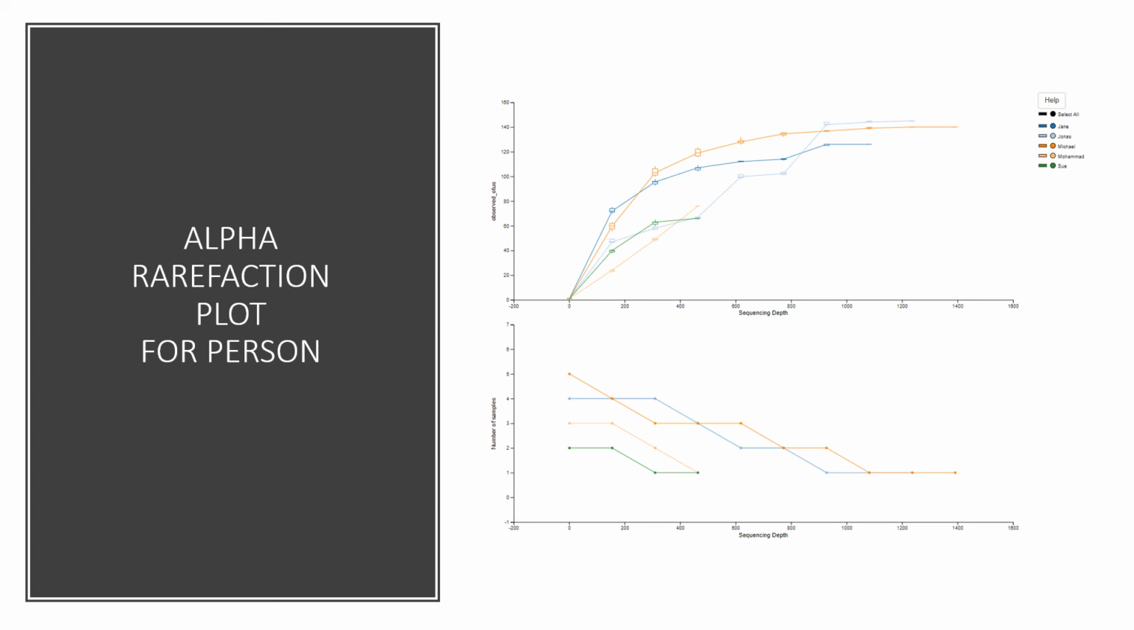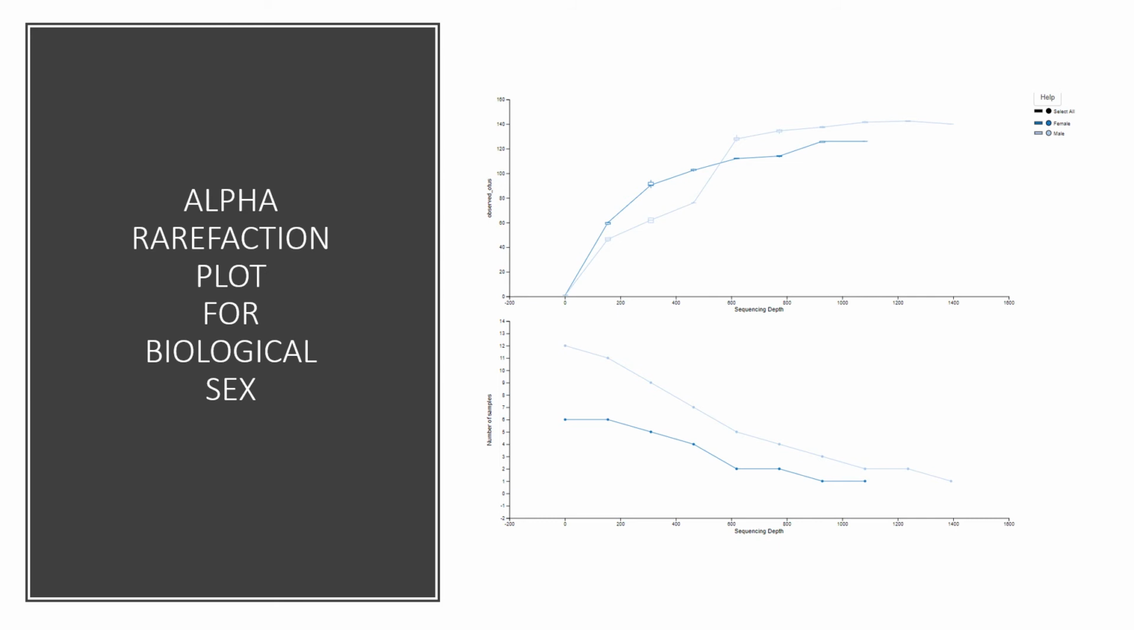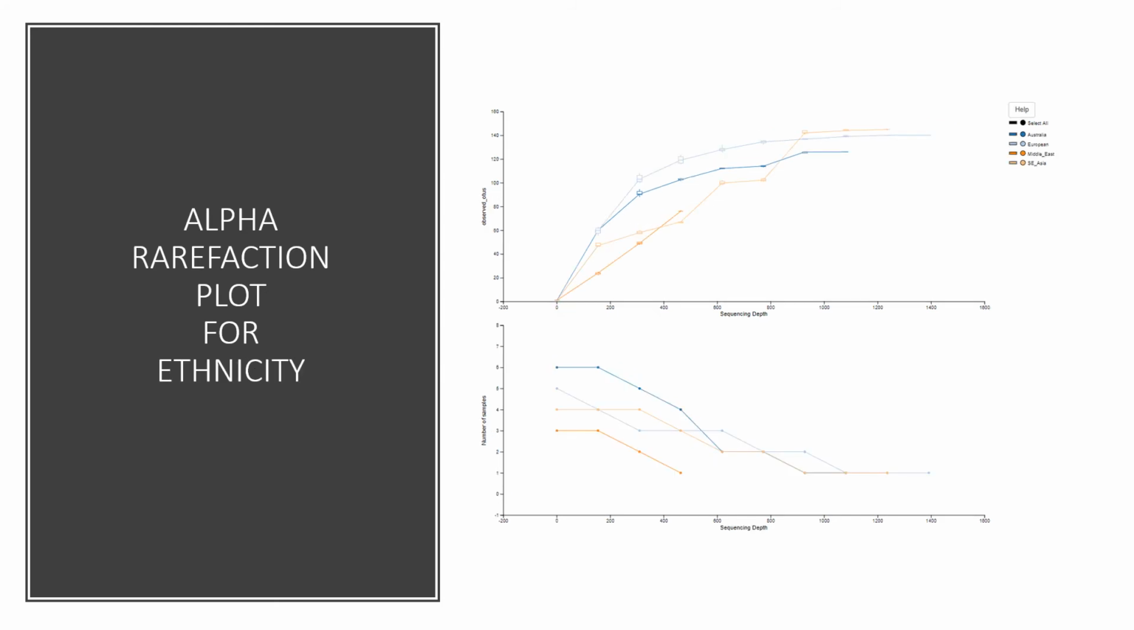So the color represents the person, and the graph shows the relationship between sequencing depth and the observed values for different people. This is for the sexes. There are only two, so we're getting only two graphs. So again, this is an alpha rarefaction comparison of the two, and this is for their ethnicities.